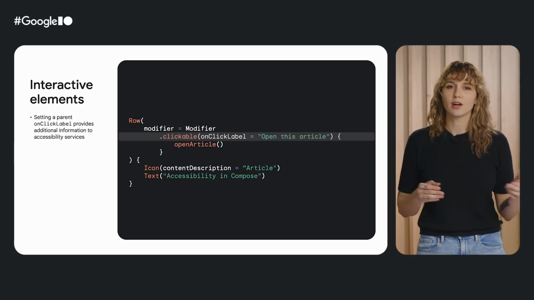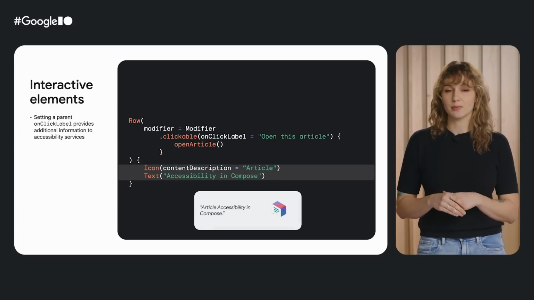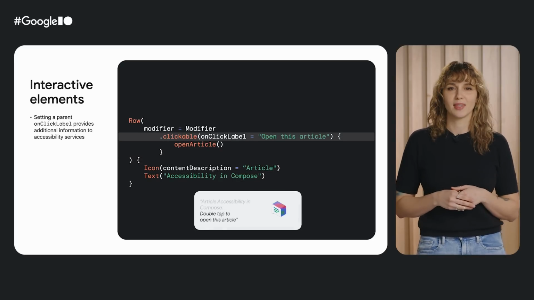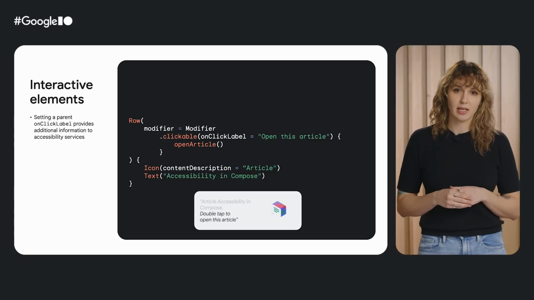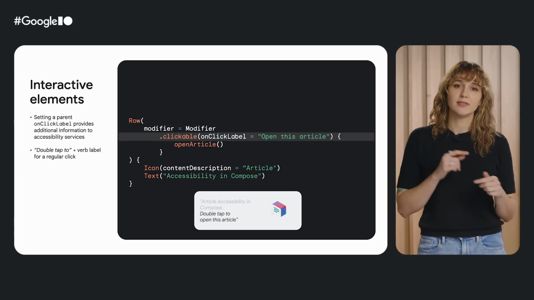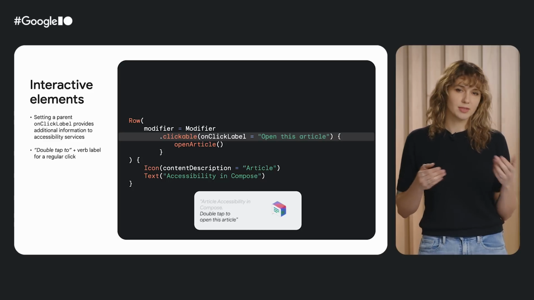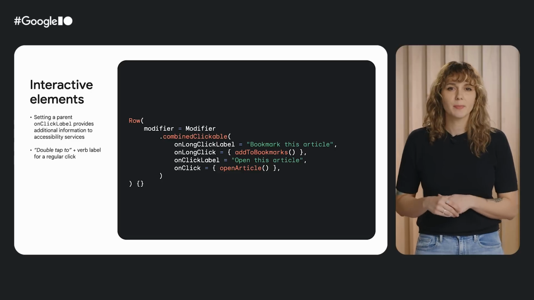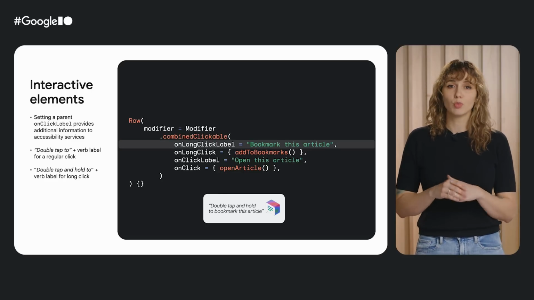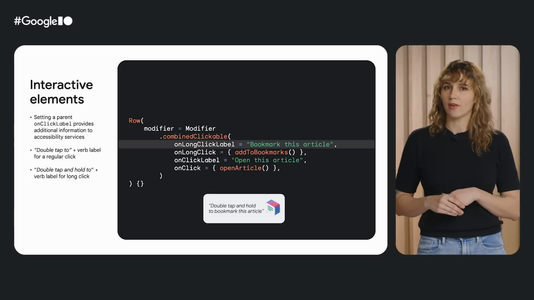You can also set the onClick label in the parent clickable to provide additional information to accessibility services and offer a more polished representation. For this modifier and its click label, using TalkBack as an example, it would provide an action hint of double tap to open this article, rather than the generic default of double tap to activate. This feedback changes depending on the action type. So, a long click would provide a TalkBack hint of double tap and hold to, usually followed by a verb label.